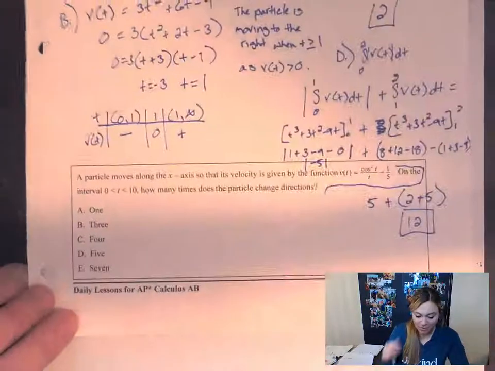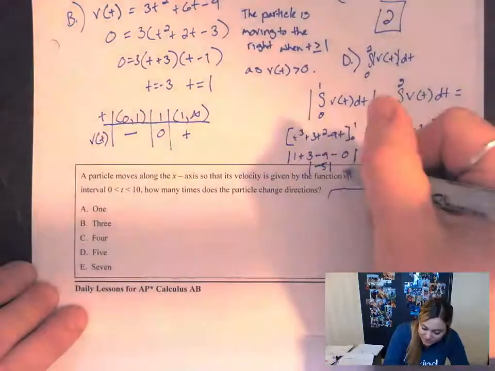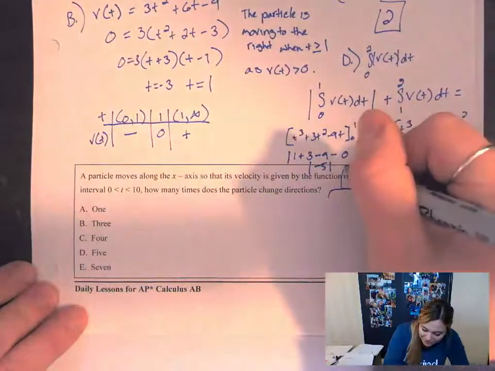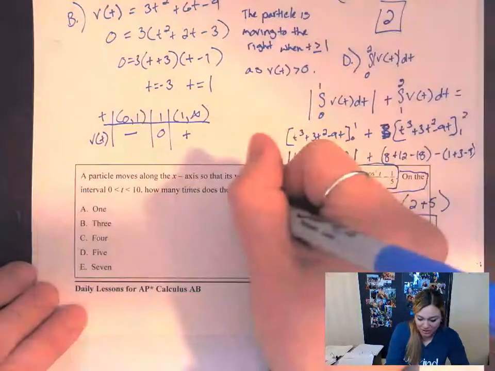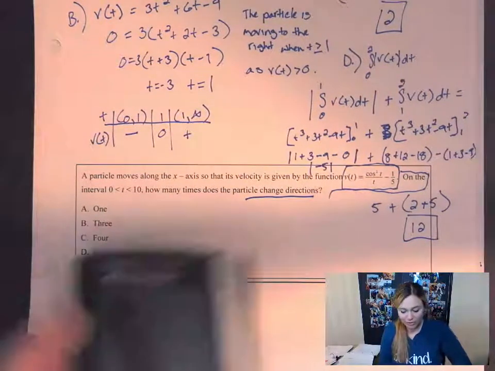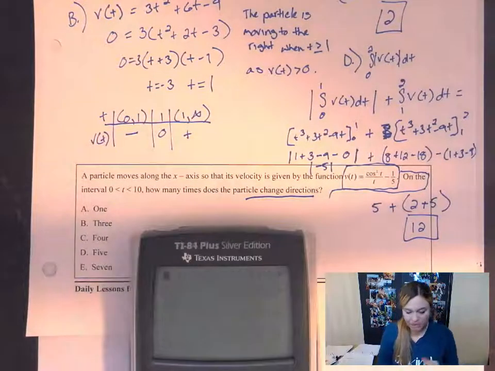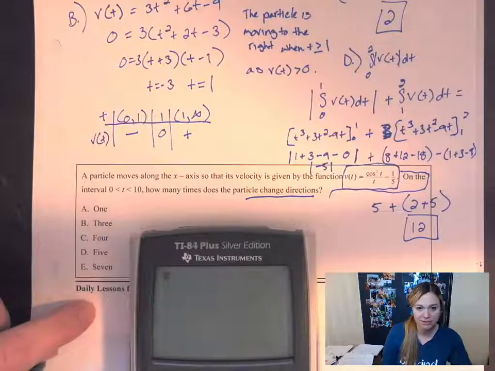Okay, one more problem. A particle moves along the x-axis so that its velocity is given by this function. On the interval from 0 to 10, how many times does a particle change direction? This one is a calculator problem, and so if you are given velocity, knowing it's a calculator problem, you should try this. Remember, a particle changes direction when velocity changes signs.